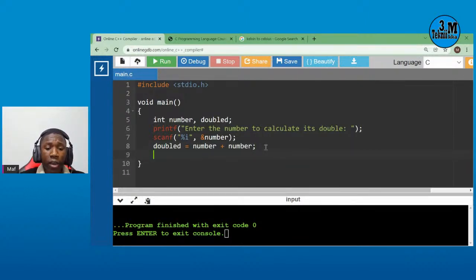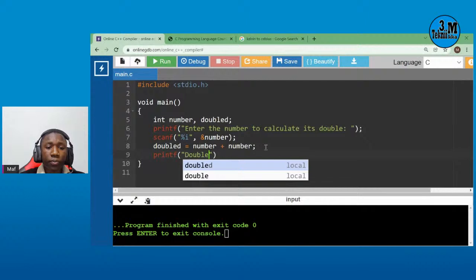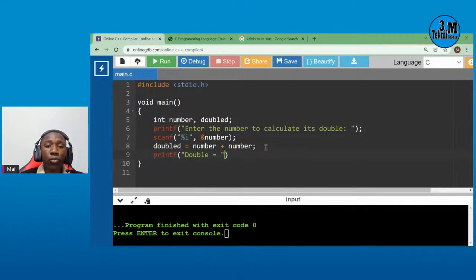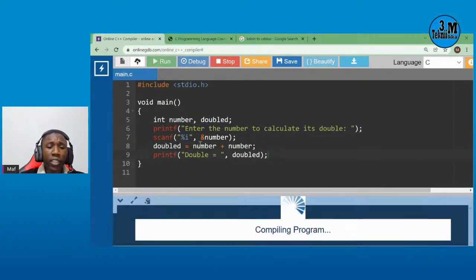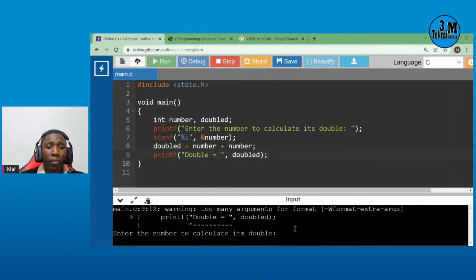So we can have now the final printf. This is the final printf, and we have this double. Double is equal to this variable here, which is number plus the number itself. So we have this. This is the double. I have a problem here because I'm using the word double. This is: enter the number to calculate its double. I have a problem here. I need to figure out where the problem is.